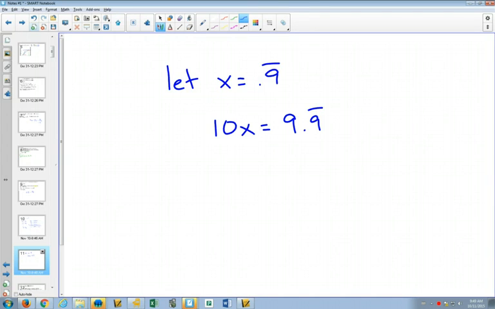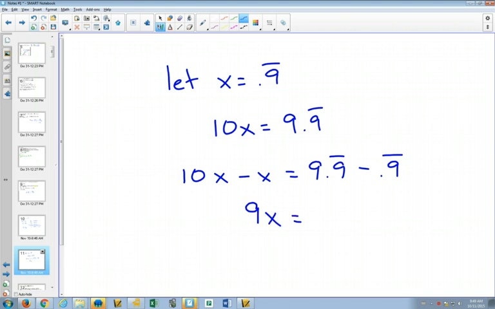If I subtract x on both sides, on this side, I'm going to subtract x. And since x is equal to 0.9 repeating, on this side, I'm going to do the same thing, but with the number. I'm going to subtract 0.9 repeated on both sides. Well, 10x minus x will equal 9x. And 9.9 repeated minus 0.9 repeated will just be 9. Divide both sides by 9. I get x is equal to 1.